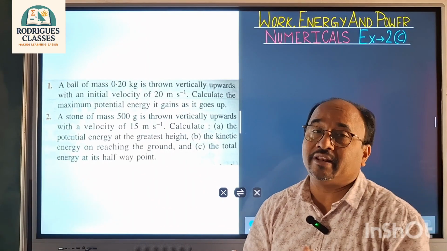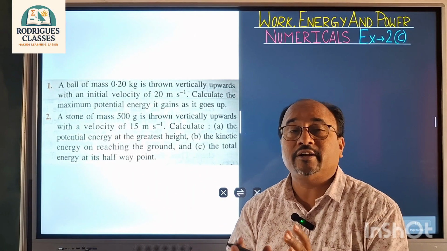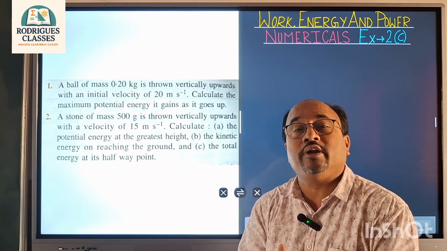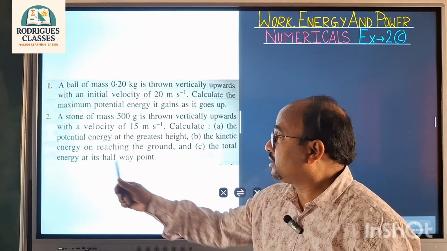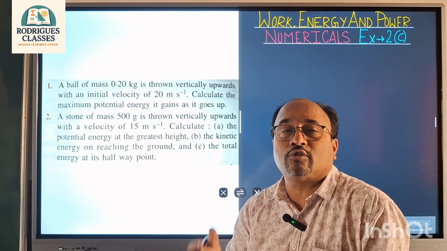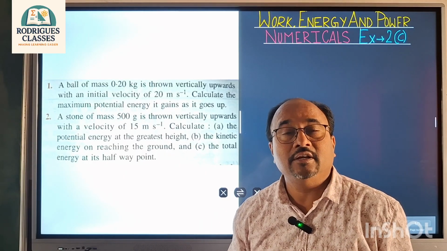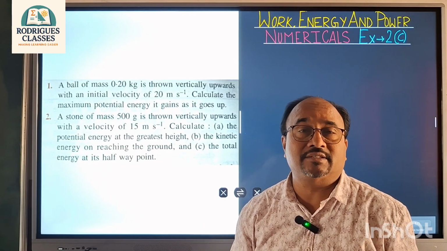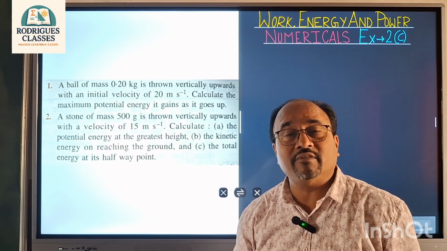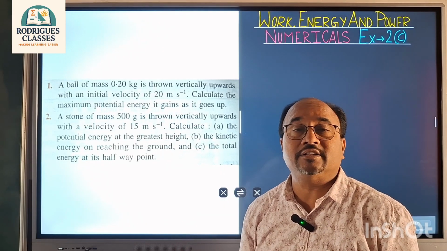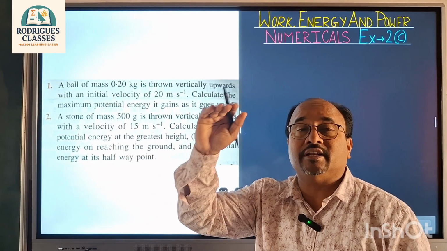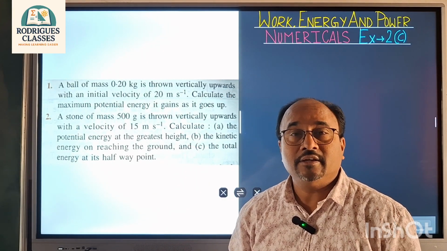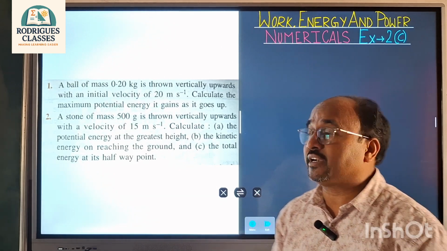Here you have to be very careful. As I told earlier, total energy during its journey is going to remain the same. So whether it is halfway point or 1/4 or 3/4, whatever place, total energy will remain the same. That is, whatever is the initial kinetic energy or whatever is the potential energy at the maximum height. So based on these concepts, let us do it.